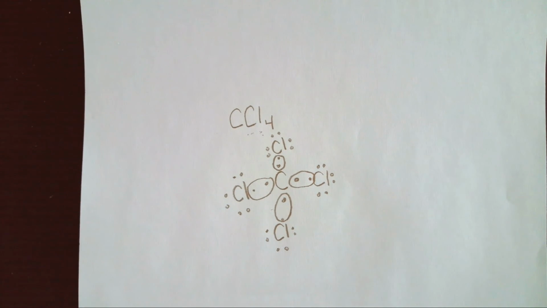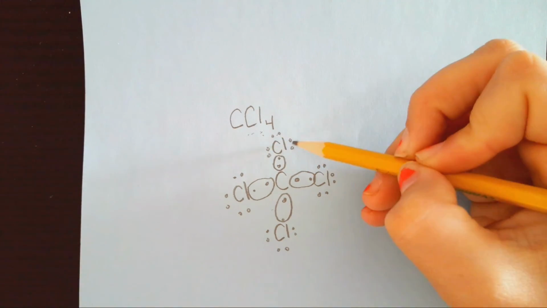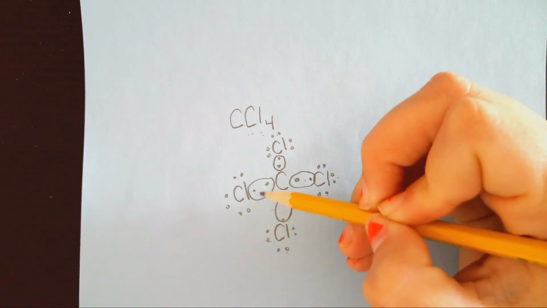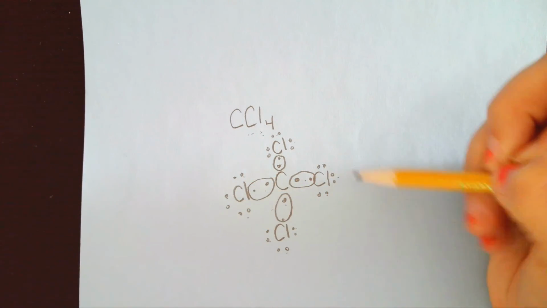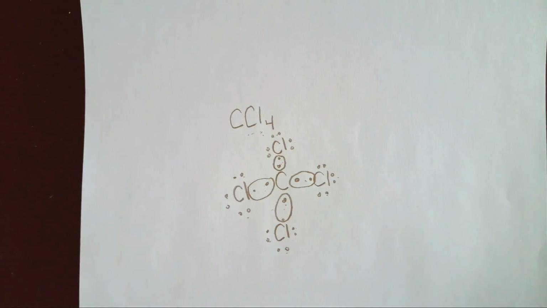Ta-da! Hey, that's a lot of dots. So now let's check and make sure. Every chlorine has 2, 4, 6, 8. And our carbon has 2, 4, 6, 8. Everybody's happy and we're done.